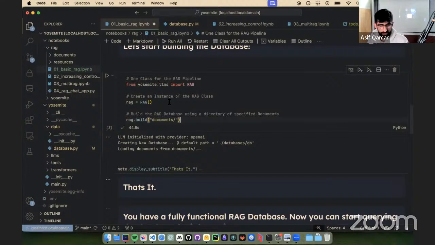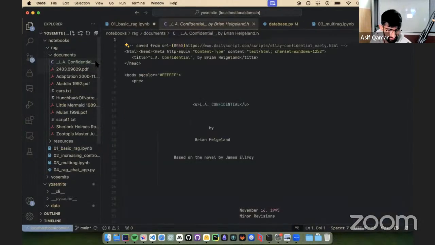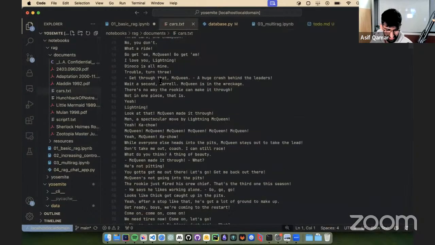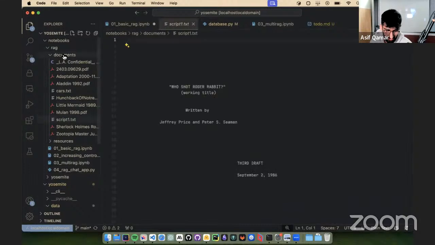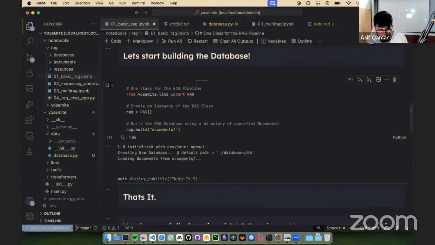I'll let him speak. So the second command, the command to actually build the RAG database, you would run this .build command, and .build can take in a string. This string is this directory right here. This directory's got PDFs, movie scripts, just a few documents. If you run this, it's running the entire pipeline. It'll open the documents, clean the text, chunk, vectorize, and then everything goes into a database with a proper schema.